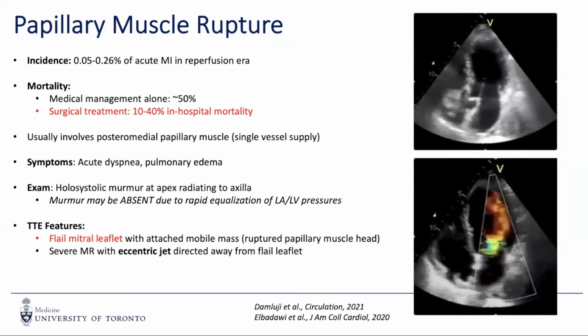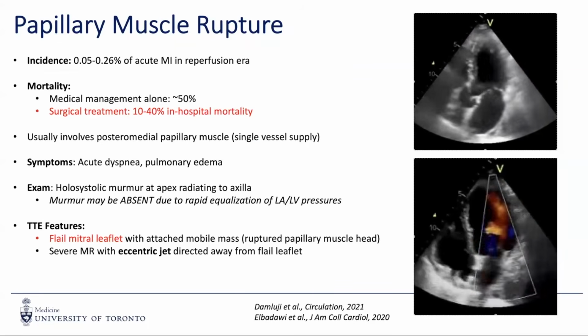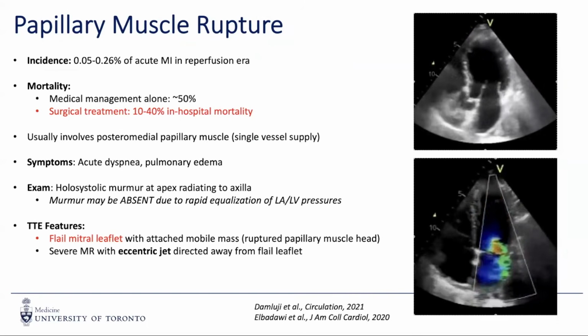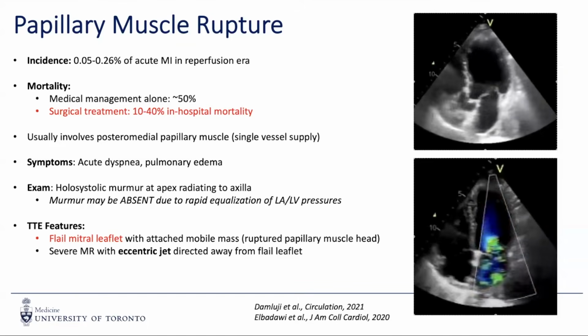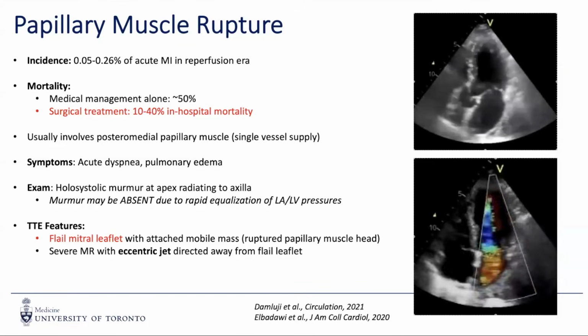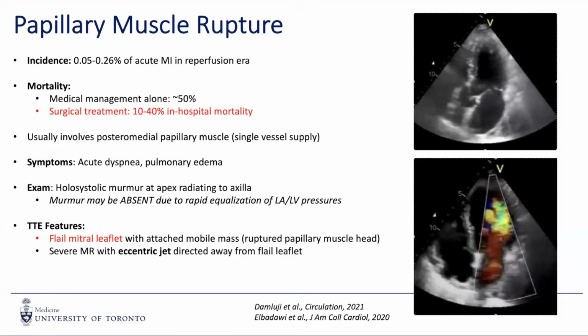It's important to understand that we have two papillary muscles, the posteromedial and the anterolateral. The posteromedial is the one that's more likely to be involved because of its single blood supply from either the RCA or the left circumflex, depending on dominance. When you have papillary muscle rupture, you have acute onset of pulmonary edema and acute dyspnea, depending on how much flow you have from the LV to the LA.